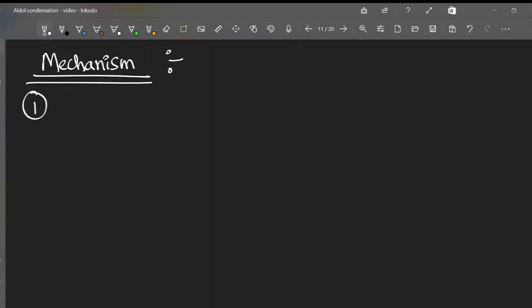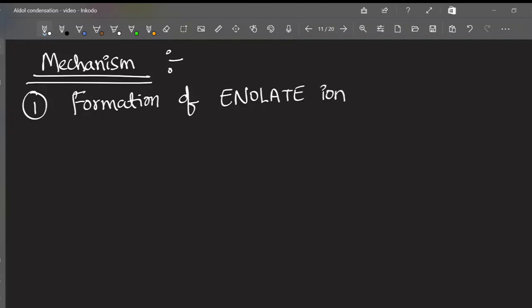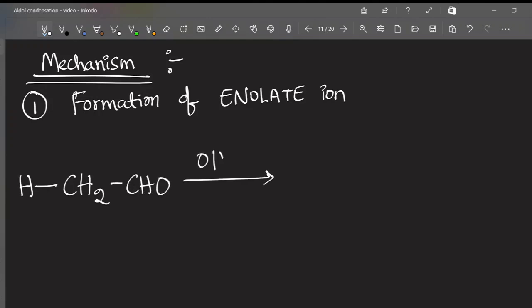What's the first step? Formation of enolate ion. So what exactly is enolate ion? Let's see this. I'll write one of the hydrogens like this for our convenience. Now this OH minus, since it is a base, abstracts a proton. And which proton is ready to go actually here? This alpha hydrogen only.